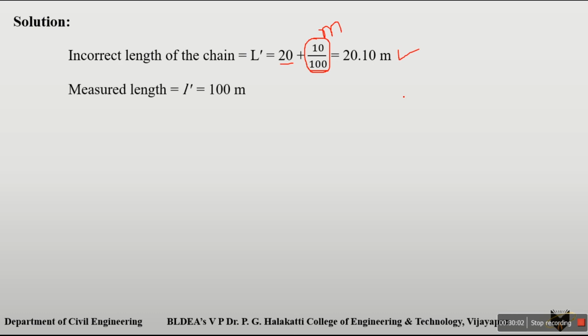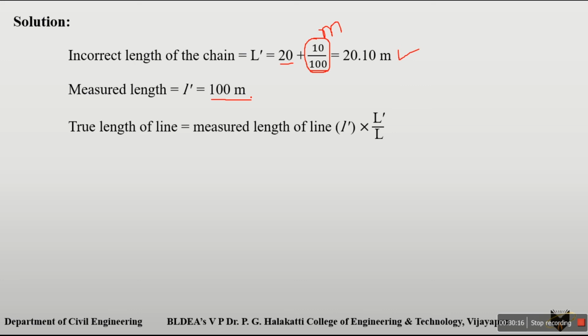Here the measured length is L dash, which is an incorrect length because the chain is too long, so small l dash is equal to 100 meters. Then our formula is L is equal to L dash into the bracket of capital L dash divided by L. Putting in the values, L dash is 100 meters, capital L dash is equal to 20.10, and small l is the true length of the chain. Putting in the values like this, we get 100.50 meters.